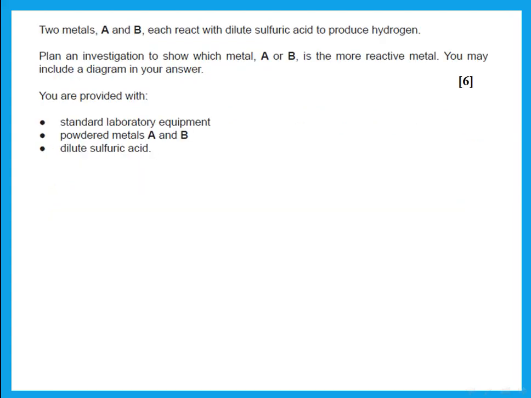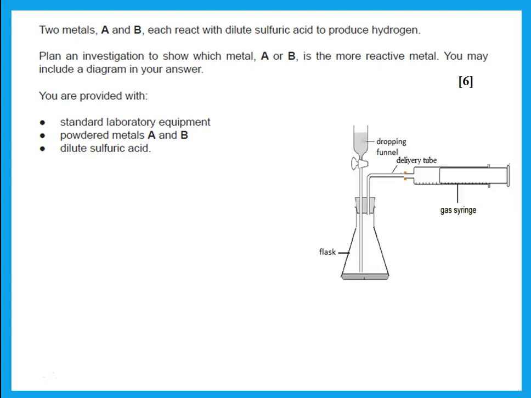Okay. This is an experiment where he says 2 metals A and B react with dilute sulfuric acid to produce hydrogen, and we want to know which metal is the more reactive. So when we're trying to compare 2 metals and see which one is more reactive, we can put it in a flask connected to a gas syringe, and we should be able to measure how much gas is collected from each of them, and the one that gives more gas in the same time is more reactive.